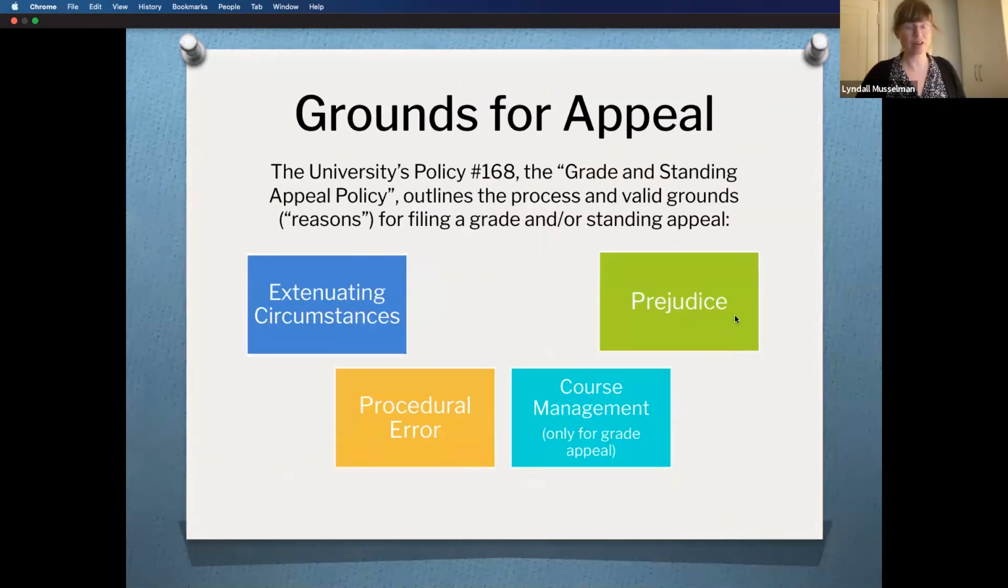Now we're going to touch on the grounds for appeal, which are really important. The grounds for appeal are like your thesis if you're writing an essay. Based on Ryerson's Policy 168, the Grade and Standing Appeal Policy, there are four valid grounds of appeal: extenuating circumstances, prejudice, procedural error, and, only for grade appeals, course management. Just to clarify, course management can't be used if you're appealing your standing.